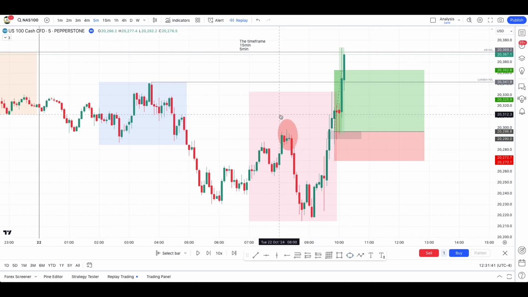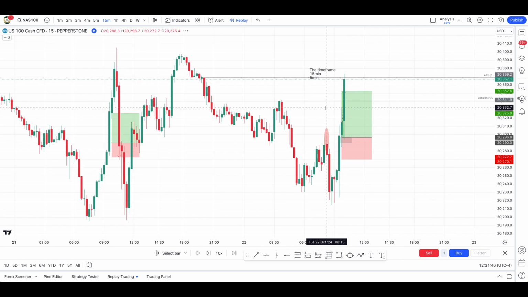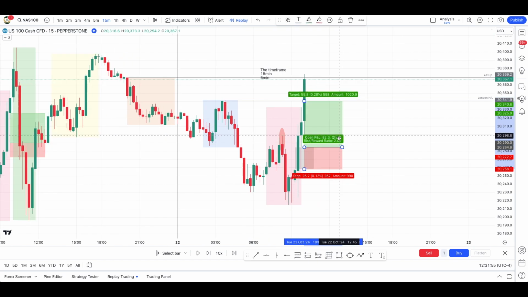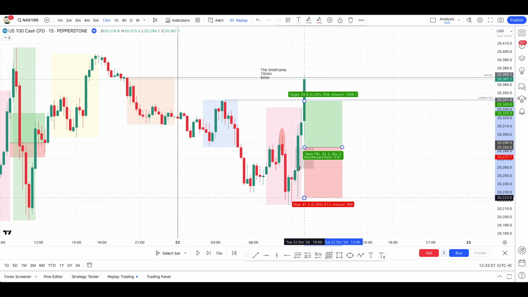However, let's say someone was waiting on the 15 minute to take the trade. Let's just see how it would look. The 15 minute right there. We also had the fair value gap, that's true. And then we also had the breakout structure. So if someone was using the 15 minute, first of all, the order would be set right there and the stop loss below this low.